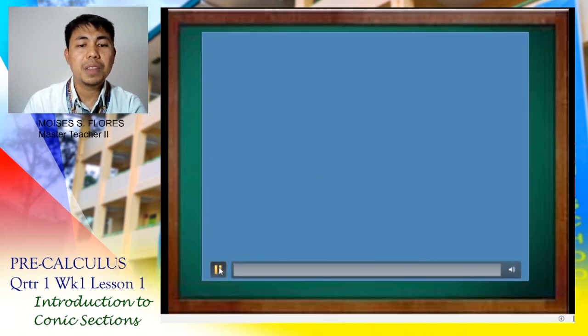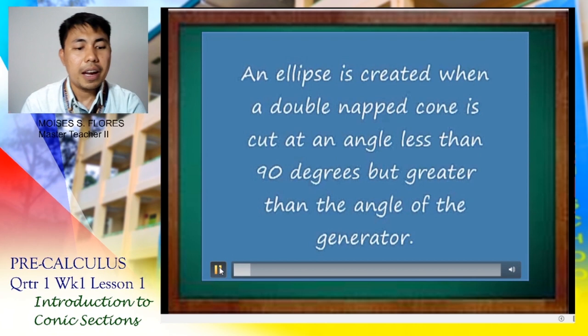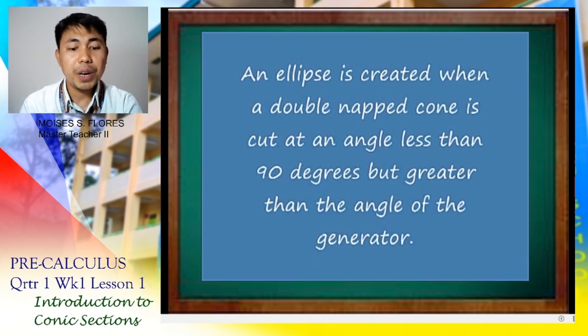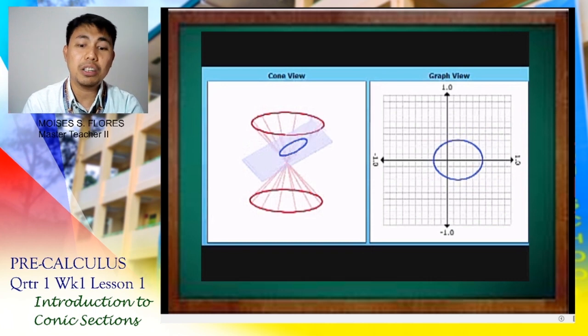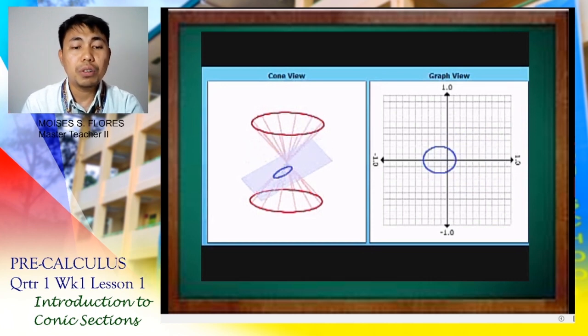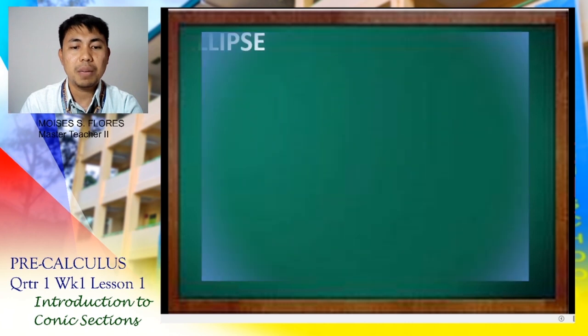There you have. An ellipse is created when a cone is cut at less than 90 degrees but greater than the angle of the plane. Observe the plane as it moves now on the cone. Just like the circle, once the plane reaches the apex of the cone, it degenerates to a point. There you have. So that's the cone as it degenerates to a point.